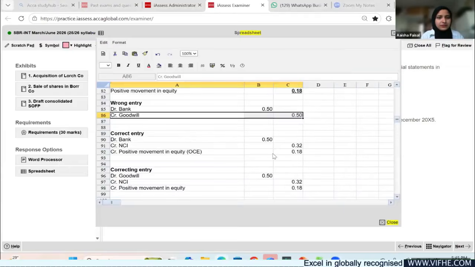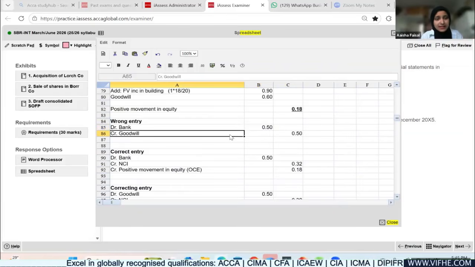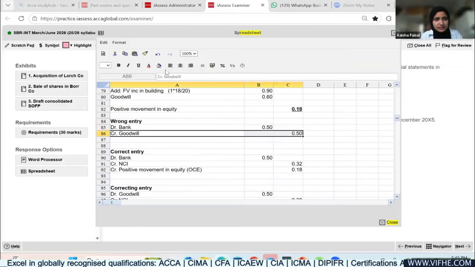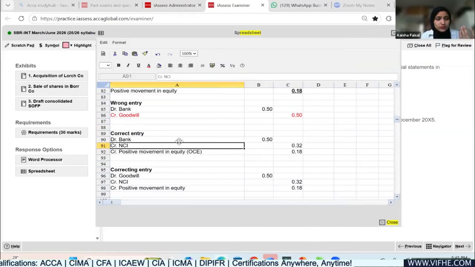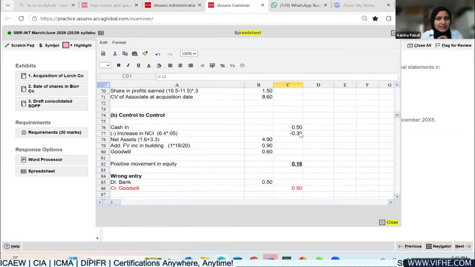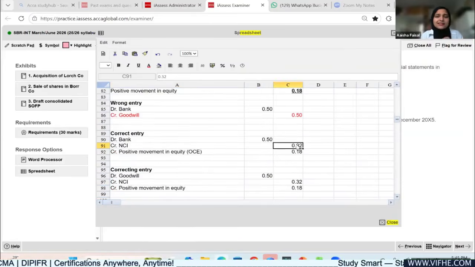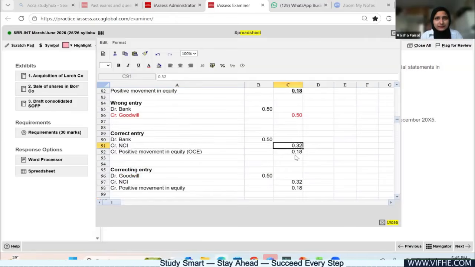Okay, I'm going to repeat this entry. What they said is that the proceeds that you received in the bank were credited to goodwill. So you received proceeds, debit bank. That was not wrong because they did not say anything wrong about the debit part. They said credited to goodwill. So this part was wrong. How will I correct it? I'll have to think what was the actual original correct entry. So the original correct entry was debit bank, and the movement was increase in NCI 0.32. So credit NCI 0.32, and that led to a positive movement in equity. So it's a credit item. It's a gain for me in the OCI of 0.18 million, or 180,000.